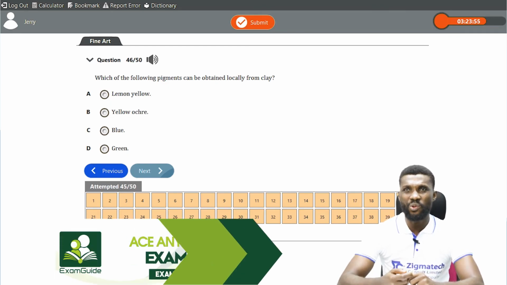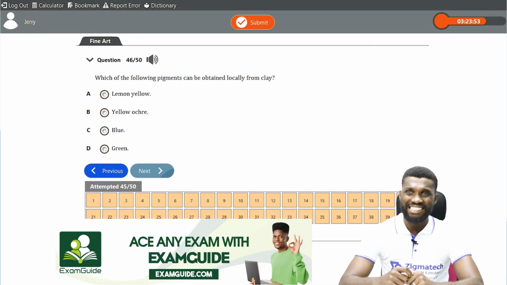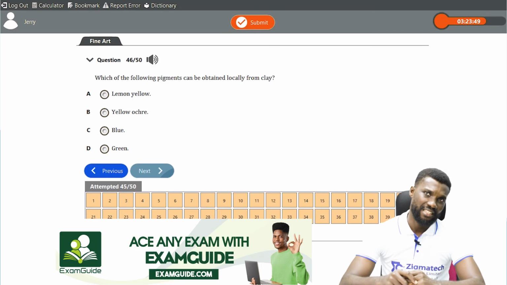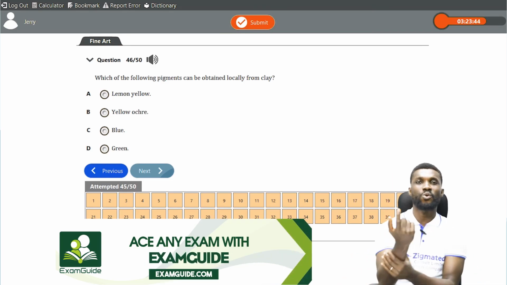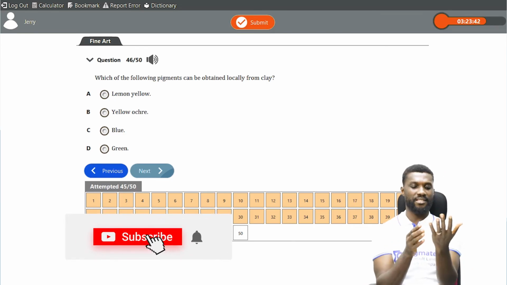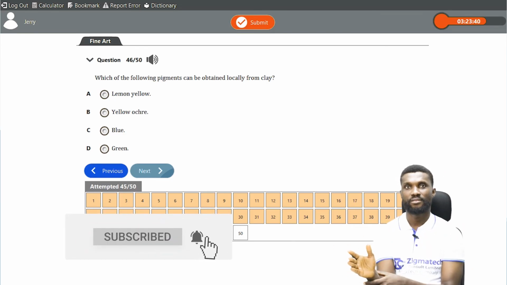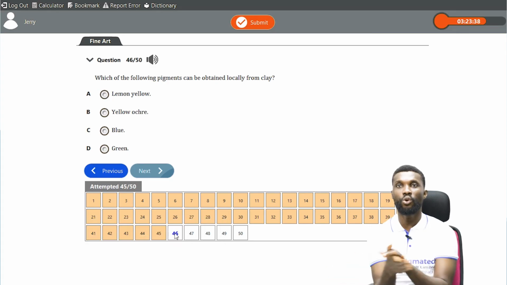Is it yellow? Is it red? Is it lemon yellow? Is it blue? Is it green? Common sense will tell you that clay is near yellow. And there's what we call the yellow ochre. That's the color of the clay. Terracotta, baked clay, yellow ochre.